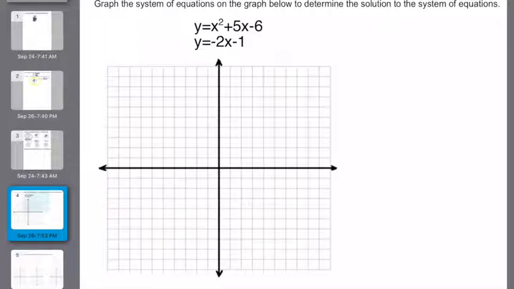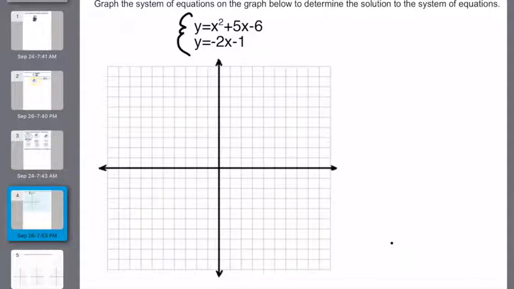So let's go ahead and put this into practice then. We have our system of equations made up of y = x² + 5x - 6 and y = -2x - 1. So whenever we see these questions, the first thing we're going to want to do is get them into y = format. We can see this one's already done for us, so that's great. So let's go ahead and try to graph this one.